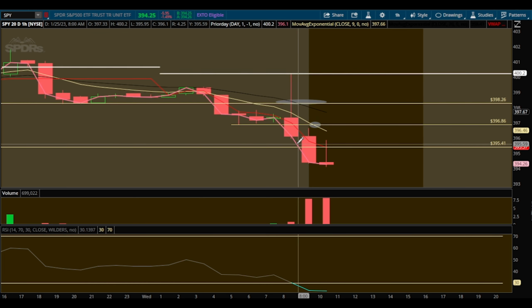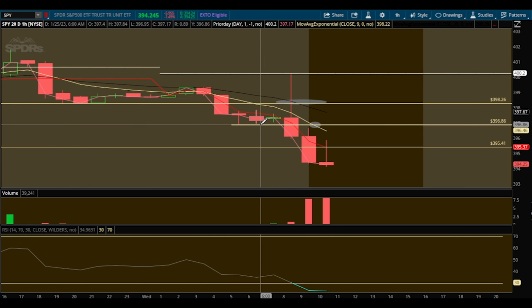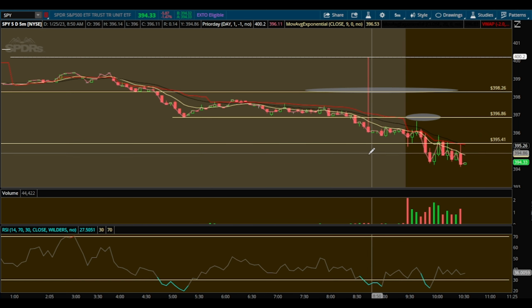As you can see here on this hour candle, we pushed down, right? We broke through this. You look back here, you can see this has become somewhat of a resistance, right? Let's go to the 5-minute time frame. Just get a closer look at this.